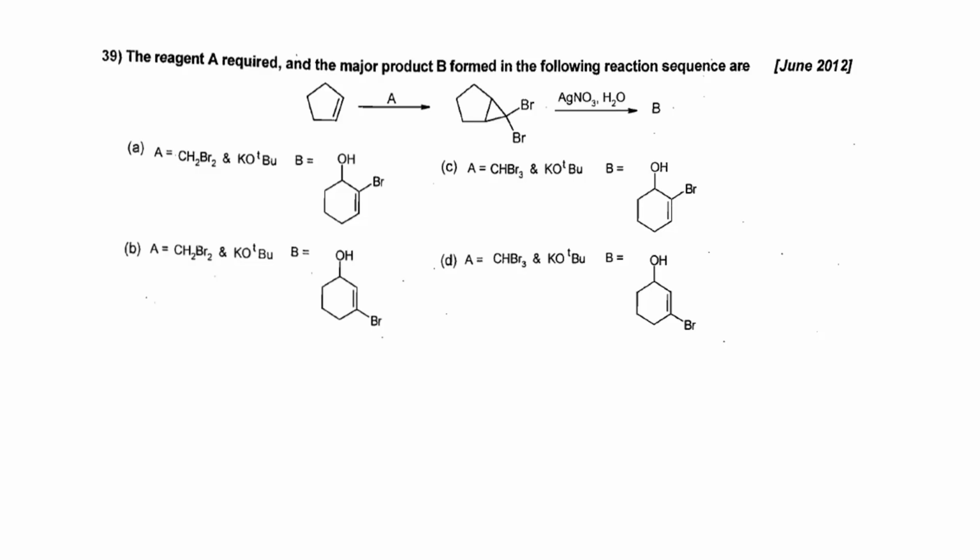There is another question that came in June 2012 based on the silver catalyst. A reagent A is required and the major product B formed in the following reaction sequence. So they have asked for the reagent A required to get this five-three membered ring fused, and after that they added AgNO3 and H2O and asked for the product formed. So let's go step by step.